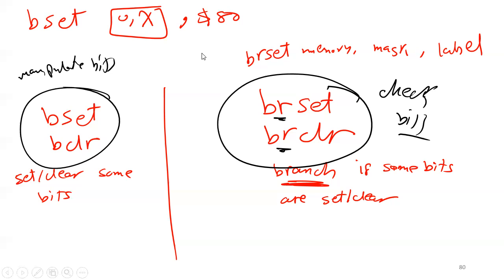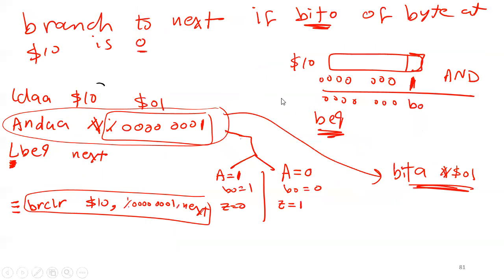If this is the case, you have to use the AND operation, and that's what I'm going to explain right now. How can you use the AND operation? I explained the concept. As you see here, guys, I want to branch to next if bit number 0 of the byte at 10 is 0. So I want to check bit number 0, which is the first bit here, and I want to branch to next if this bit is 0.